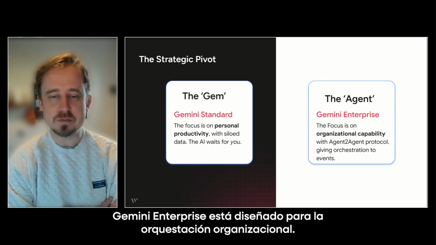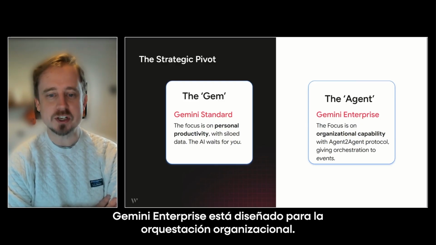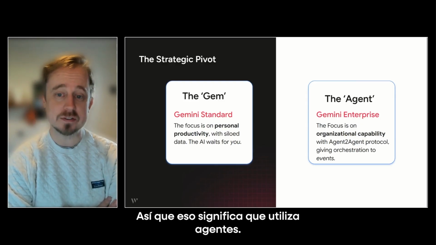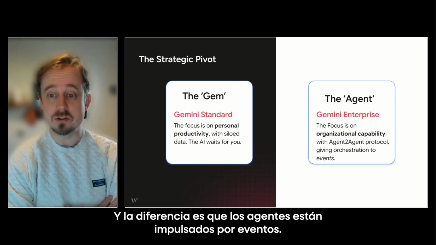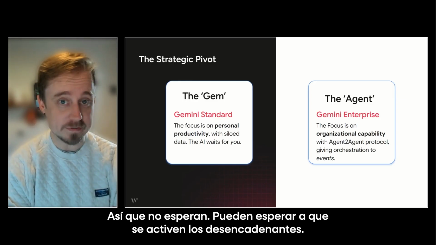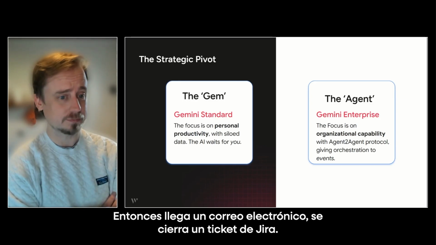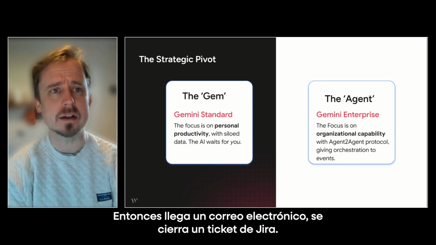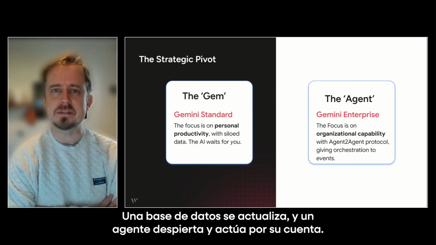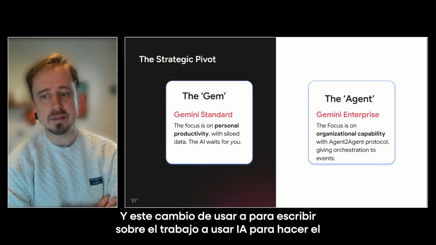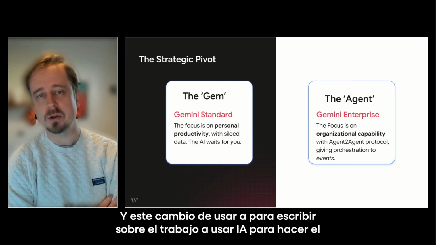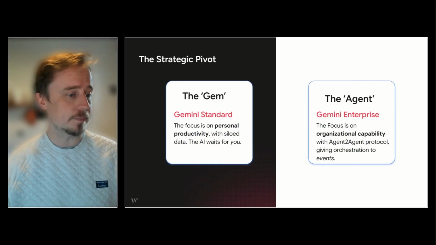Gemini Enterprise is built for organizational orchestration, so that means it uses agents. And the difference is agents are event-driven, so they don't wait for you. They can wait for triggers instead. So an email arrives, a Jira ticket closes, a database updates, and an agent wakes up and acts on its own. And this is a shift from using AI to write about work to using AI to do work instead.